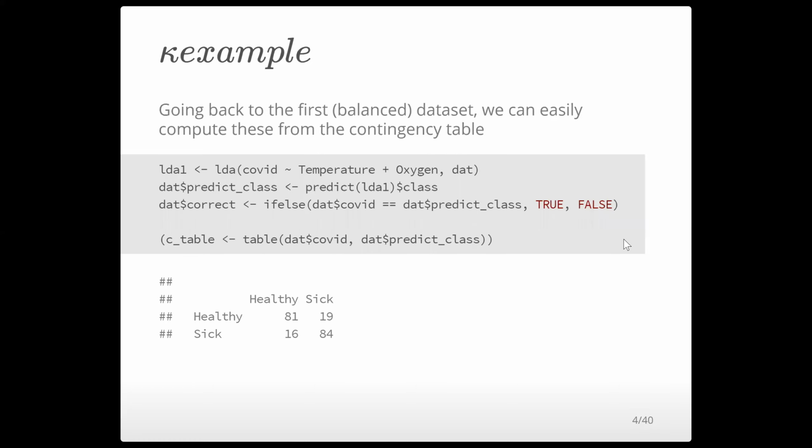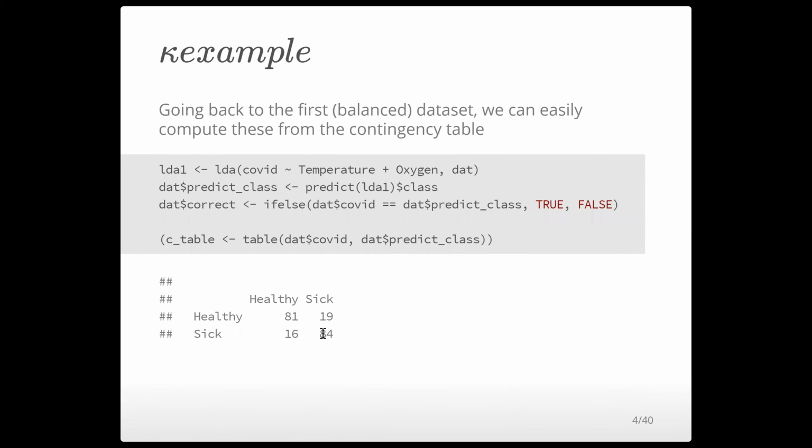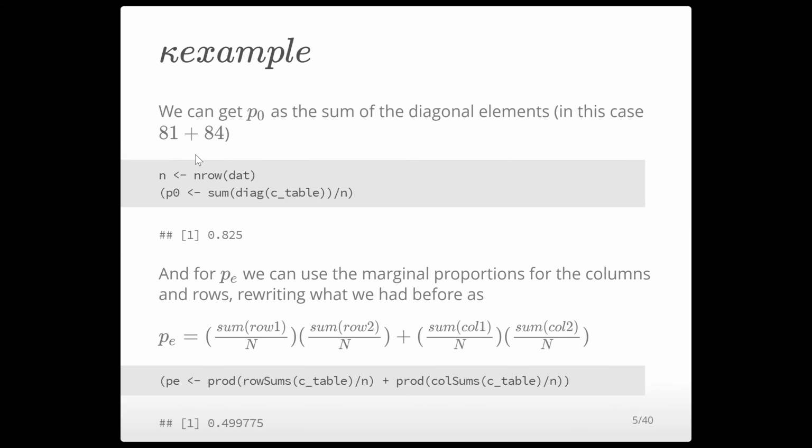using the contingency table. So we get P0 as the sum of the diagonal elements of the contingency table. So we see those are our correct classifications. So I can just take the sum of the diagonal and divide by n. And so that's 0.825.